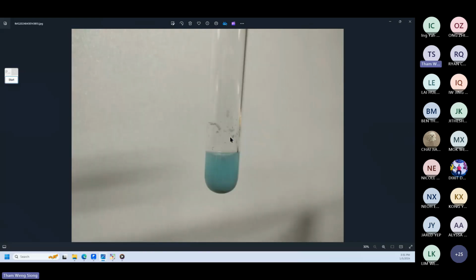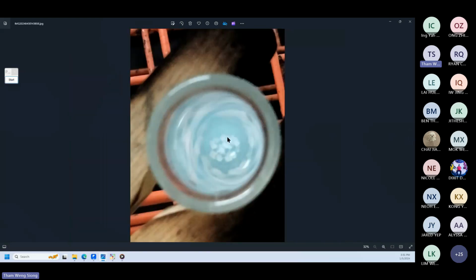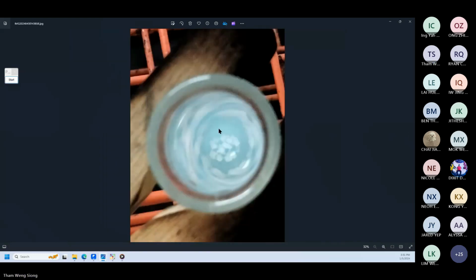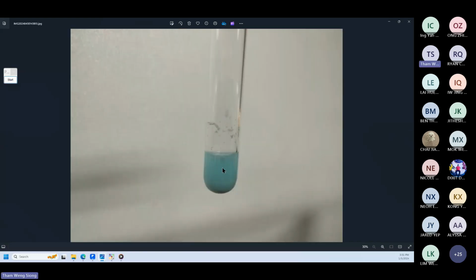This one. Okay, this is what happened when I add silver nitrate. Just to be clearer, I tried to take it from the top. This is silver nitrate. Sometimes it's a bit hard to see. So I add silver nitrate to this. This is what happens. Okay, this is silver nitrate with copper one.